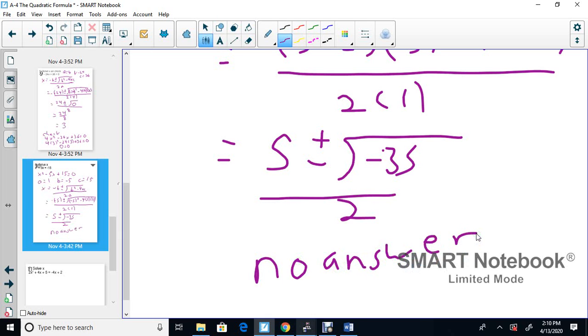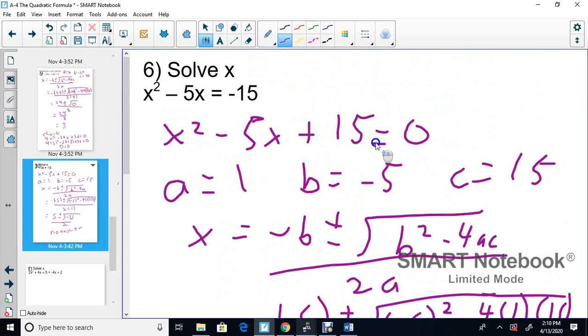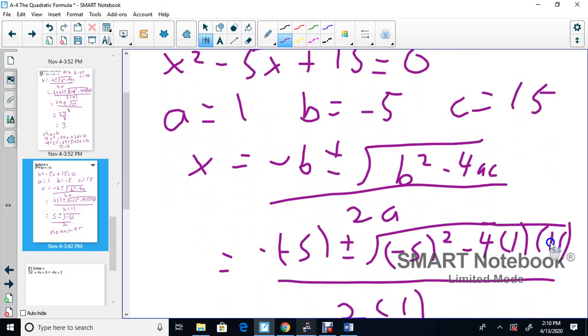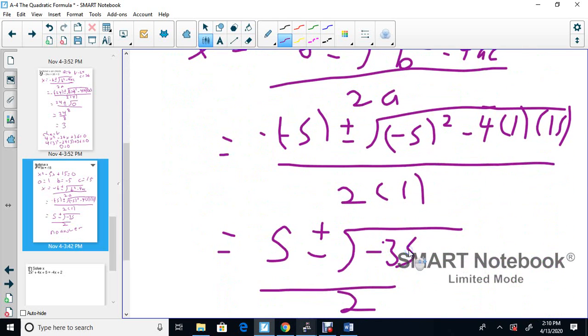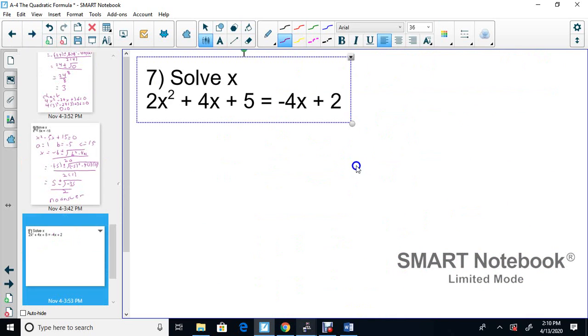Well, how do we know when there's no answer? Usually when a and c are positive and they're really large, larger than b, that's when you get no answer. So for example, if a and c are very large, and this number b is smaller and you square it, and then you subtract two positive bigger numbers, that's when you get a negative in here. So this one has no answers. Okay. Let's go to the last one.